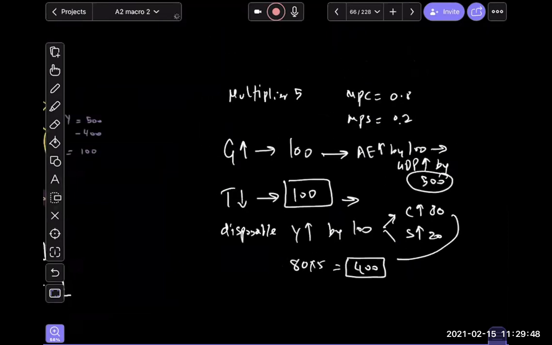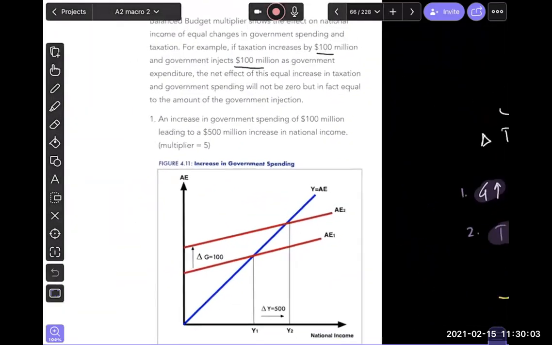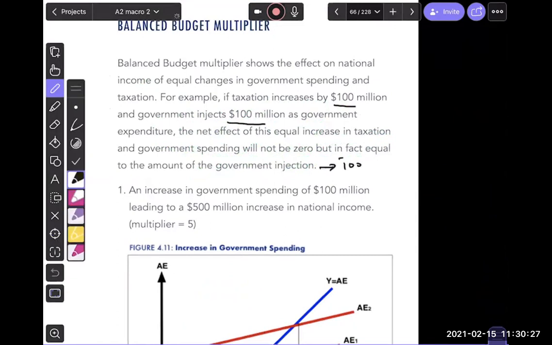In the first case, we're saying T was funding G. If T was funding G, GDP will be rising equal to the amount of how much G is increasing. So this is what we're saying. For example, if taxation increases by 100 and government injects 100 million as government expenditure, the net effect of this equal increase in taxation and government spending will not be zero, but in fact will be equal to the amount of government injection. How much is the government injection? 100. So whatever the amount of injection should be doing that.